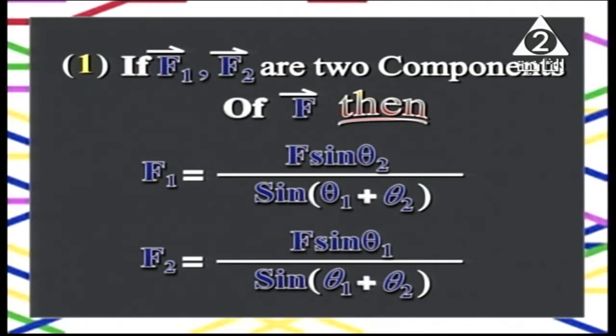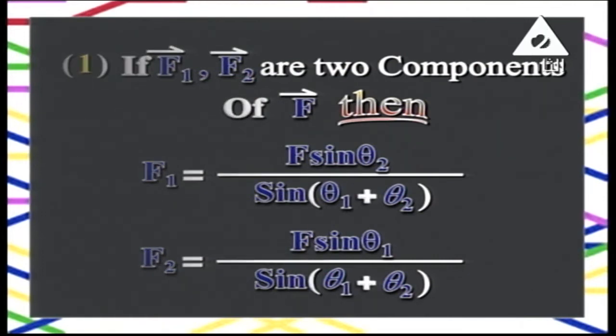My dear student, remember, if we have two forces, F1 and F2, that are components of the force F, with theta 1 the angle between the force F and the component F1, and theta 2 the angle between the force F and F2, then when we resolve the force into two components, F1 equals F sin theta 2 over sin (theta 1 plus theta 2), but F2 equals F sin theta 1 over sin (theta 1 plus theta 2).